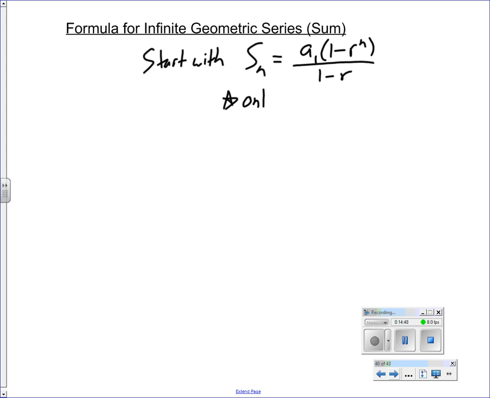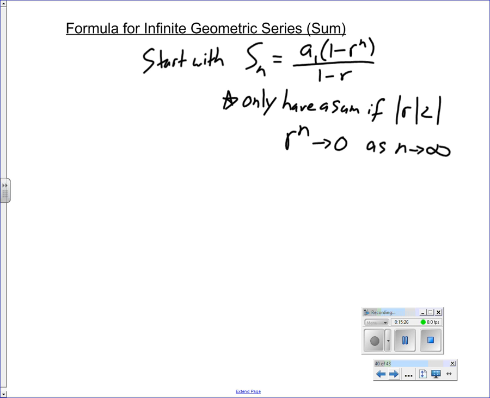We know this series will only converge, it'll only have a sum, if that common ratio has absolute value less than 1, so if it's a proper fraction. And if it's a proper fraction, then when we take that and raise it to very large powers, let n go to infinity, this will go to 0. As we take a fraction, raise it to larger and larger powers, it gets smaller and smaller. So that term, r to the n, as n goes to infinity, which is what we're looking at, infinite series, is going to approach 0.